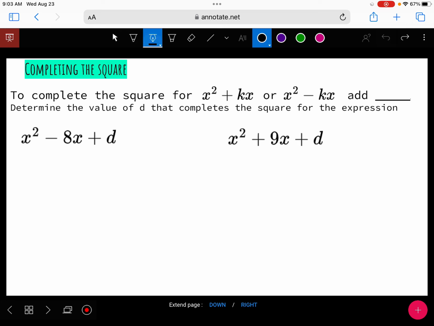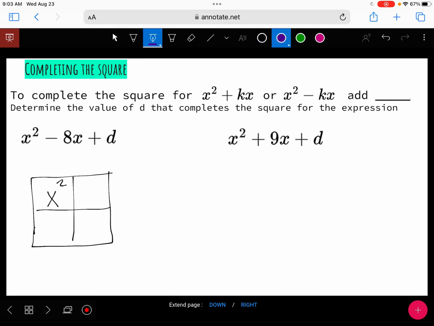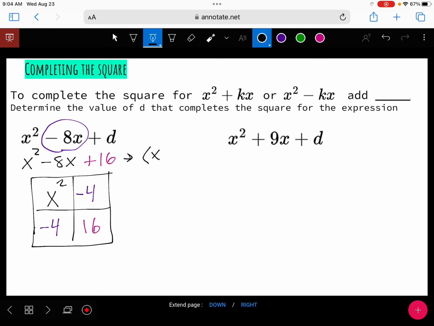Oh, that's chunky. And we were to make this like x squared, split this guy into 2 even pieces, so -4 and -4. What needs to be in this bottom box to make this a perfect square? 16. Because if I write this as x squared minus 8x plus 16, I could factor this and put it as x minus 4 times x minus 4, or x minus 4 squared.